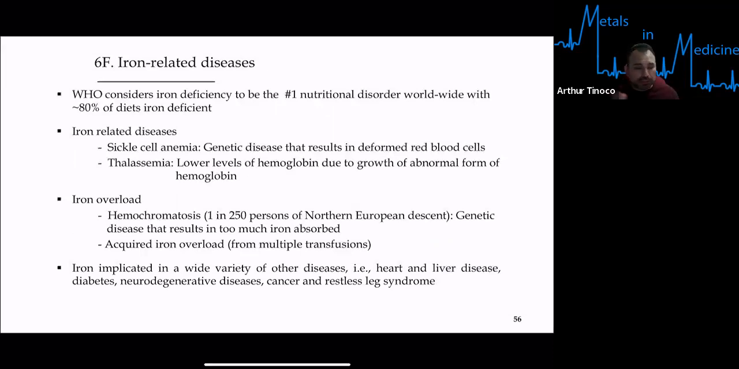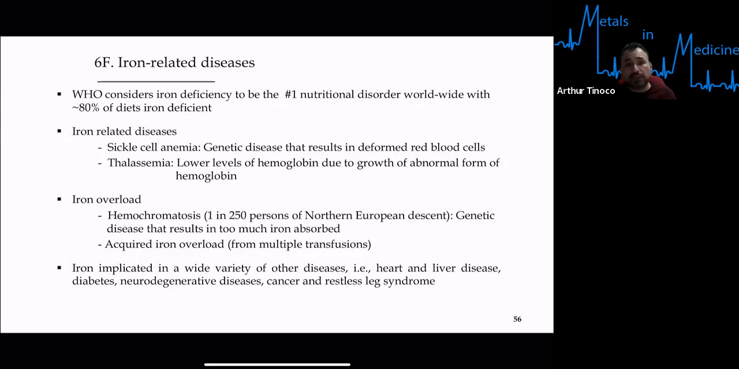So in general, I just want to highlight the importance of iron. At the very beginning of this particular lecture we talked about where we see iron in different proteins and the types of functions that it can facilitate. And it turns out that the World Health Organization considers iron deficiency to be the number one nutritional disorder worldwide. This has been so for years now. And it turns out that about 80% of diets are iron deficient.